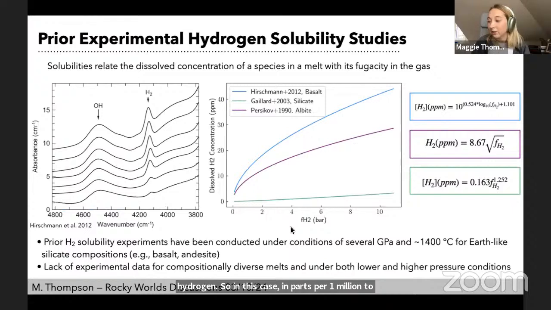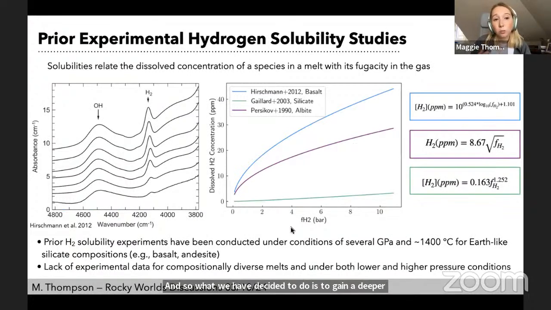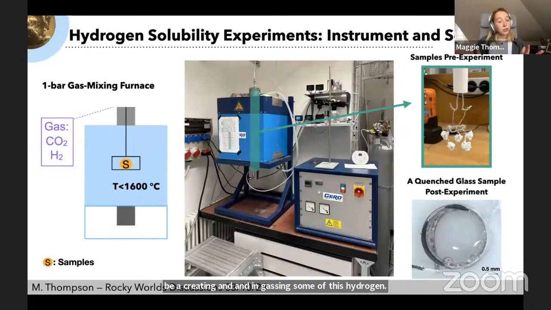And so what we have set out to do is to gain a deeper understanding of hydrogen solubility. We're focusing on the low pressure end. So this is relevant if we're thinking about something like early Earth, how it could be accreting and in-gassing some of this hydrogen. And so I will now get into those experiments.